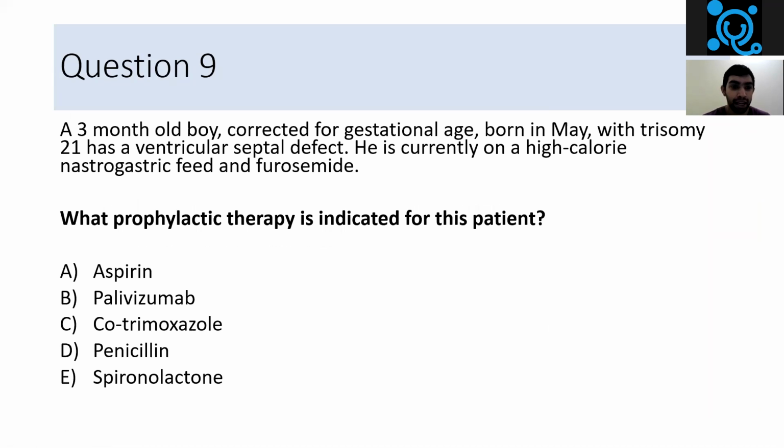Okay, and final question. You have a 3-month-old boy, when corrected for gestational age, who was born in May and has trisomy 21 with a ventricular septal defect. He's currently on a high-calorie nasogastric feed and on furosemide. What prophylactic therapy is indicated for this patient?